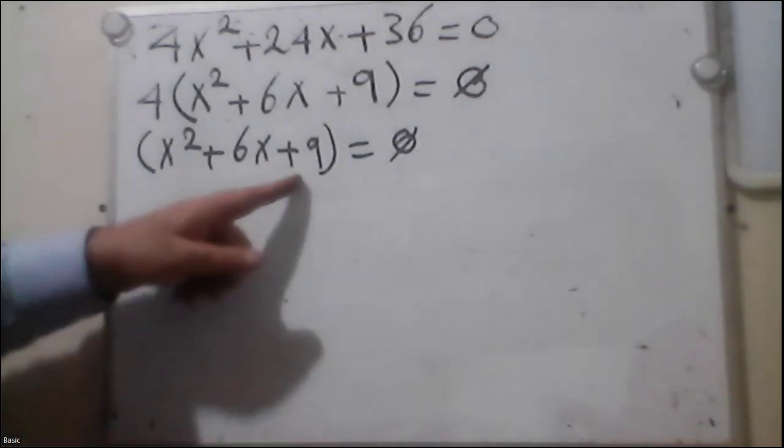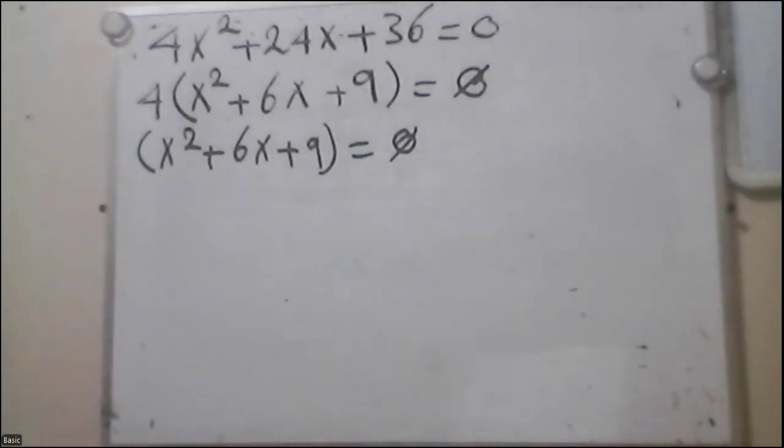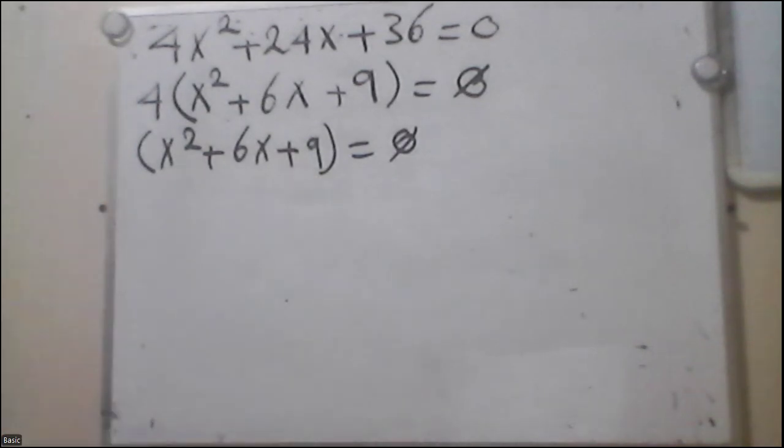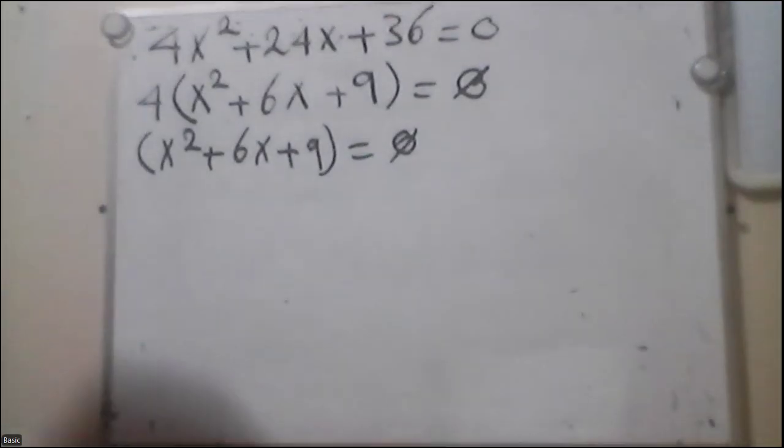If I try to factor this, it might not work, because I need two numbers. But here it might work, because 3 times 3 is 9 and 3 plus 3 is 6. So it might work here. But I'm now using the roots, another way to solve this question. Let us use the roots.